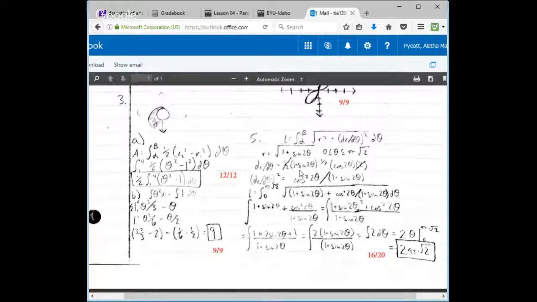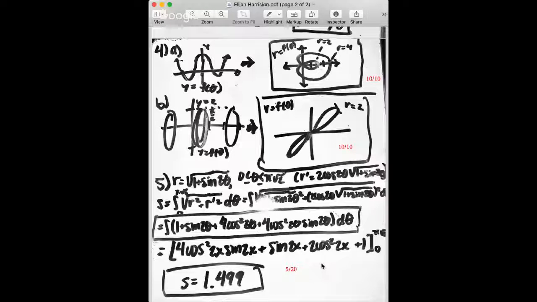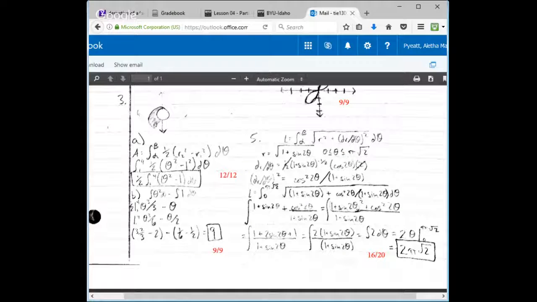Screen share. There we go. Okay, cool. Are you seeing my screen? Yep.